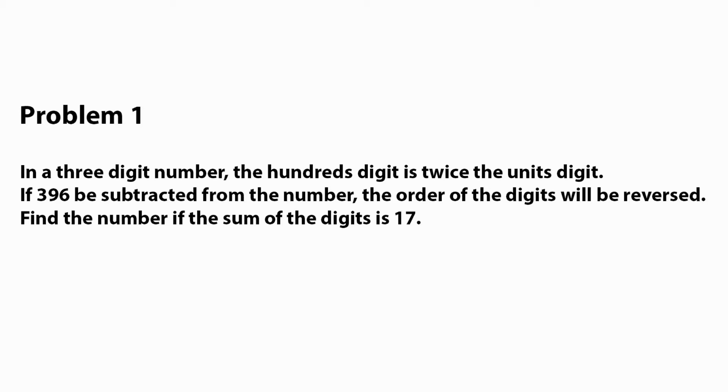Okay, we have a digit problem now. In a 3-digit number, the hundredths digit is twice the units digit. If 396 is subtracted from the number, the order of the digits will be reversed. Find the number if the sum of the digits is 17.